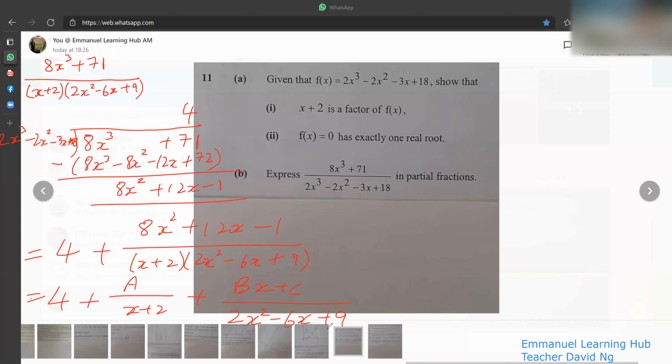Then, like that, you know what to do. You know how to continue from here already, right? Then you will end up with a equal to 7 over 29. B is equal to, I write out the answer here, then you try first, see if you get the same answer.